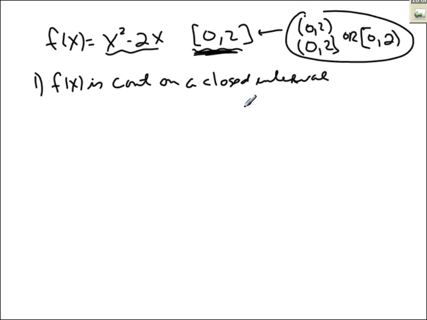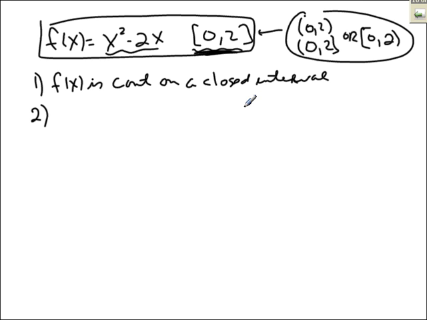The question is, does this function and interval satisfy the conditions of Rolle's theorem? That's question 1. Question 2 is, if it does, find all the c values. Polynomials are continuous. I meant to say differentiable. f of x is differentiable on the open interval 0, 2.